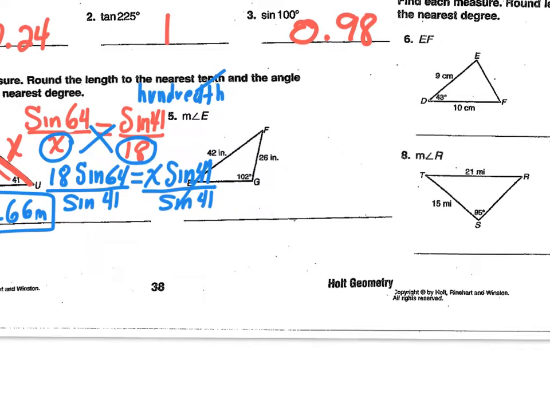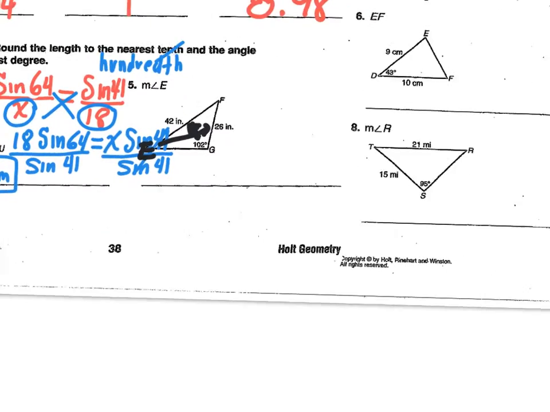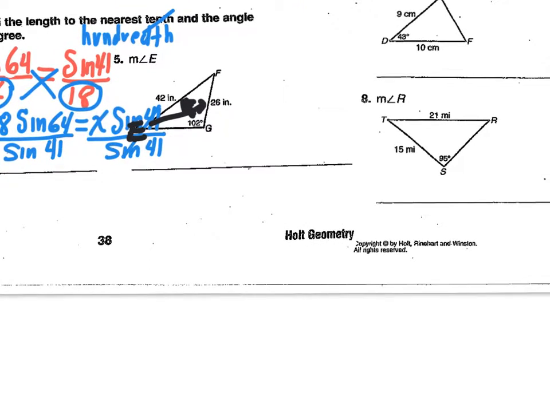In problem number 5, it says, find the measurement of angle E. So notice that here, I'm going to use a black color. Notice that here, you have an angle given, and the side across from that angle is given. Now, let me see if I can erase. No, I cannot erase. Okay, but see the angle E, it's right here. And the side across from angle E is given. That is 26. So we can set up a proportion using the law of sines.